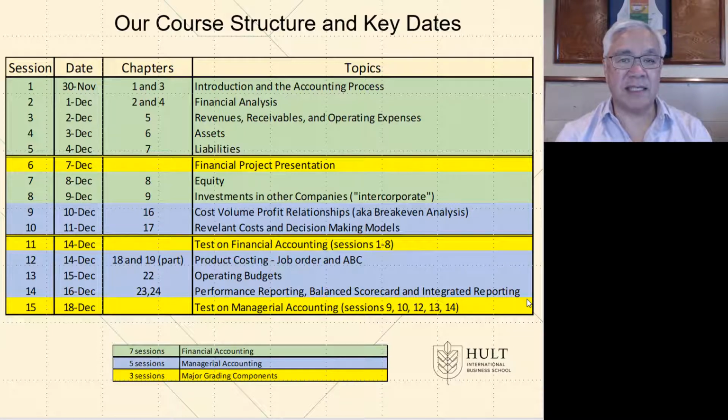And then the last test, which is the last day of our class on December 18th, will be just on the second topic, which is managerial accounting. So our key deliverables are a financial analysis project, a test on financial accounting, and a test on managerial accounting. We'll also have homework every day so you can see how well you're doing, and that'll help you prepare for the test. In addition to these formal sessions, we'll also have optional review sessions before each of the two tests. So that's our course, 3 weeks to financial literacy.